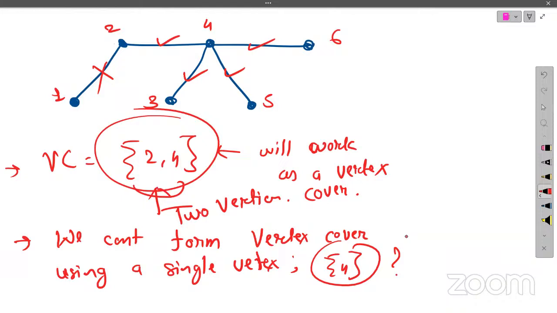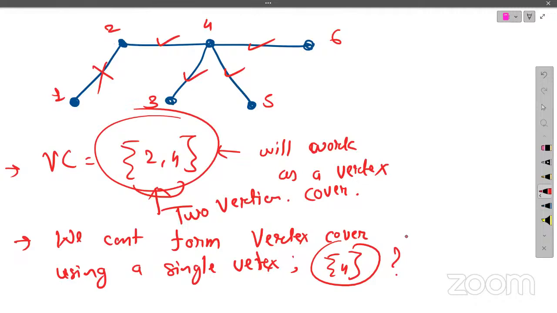Ma'am, what is the minimum number in the previous coloring example, where the center one is connected to all of the nodes? Can we say the center one as the only single vertex? No, a single one is not enough, because there are edges over the boundary too. So we have to cover the boundary edges too. Okay, ma'am, understood.